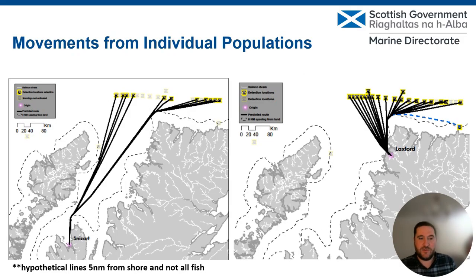And if we zoom in on a couple of the populations, on the left here we've got the Snizort, so fish coming from the north of Skye, and we can see that there's quite a big spread in where the detections were, and interestingly quite a few of those fish were detected right across to the east of the array. If we look at the Laxford, where we detected more fish, you can see that detected across the entirety of the array itself, but again there's a number of fish that were actually coming to the east of that array and not heading in what we'd expect to be the most direct route north to their feeding grounds.